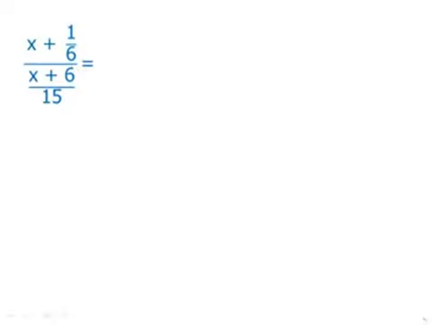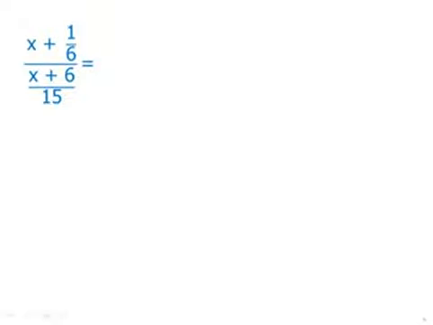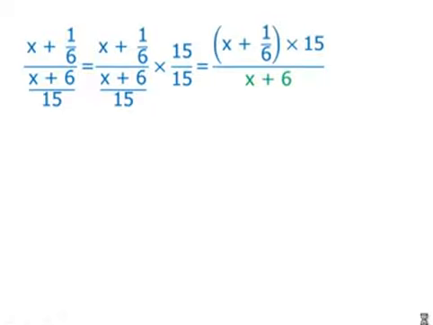So for example, suppose we have this ugly complex fraction. The strategy will be to multiply the numerator and the denominator of the big fraction by each denominator of the inner fractions. So I'm going to start with that 15. I'm going to multiply the numerator and denominator by 15. In the denominator, it will just cancel and I'll get the numerator, which is x plus 6, the numerator of that little fraction. So I've eliminated the fraction in the denominator at this point.